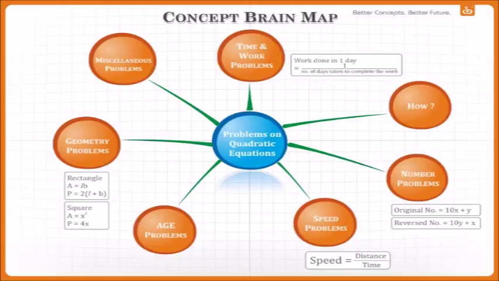We then have miscellaneous problems and time and work problems. For time and work problems, work done in 1 day is equal to 1 upon the total number of days taken to complete the work.